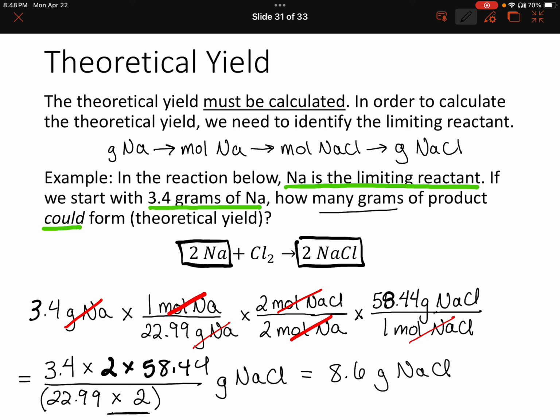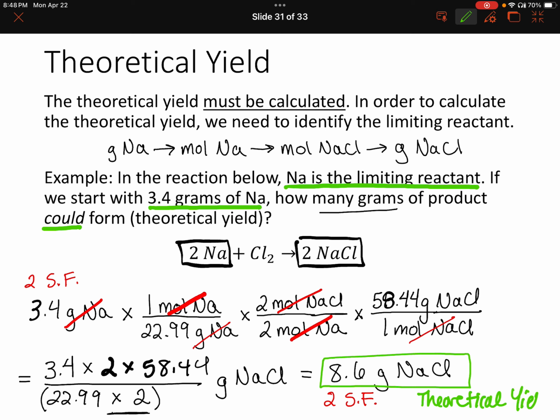All right, so 8.6, we have 2 sig figs because we started with 2 sig figs in our given value. And this is our theoretical yield. This is how much sodium chloride we could theoretically make if everything goes 100% perfectly.